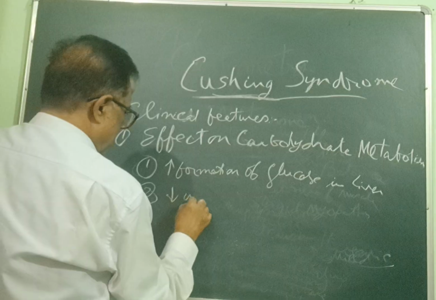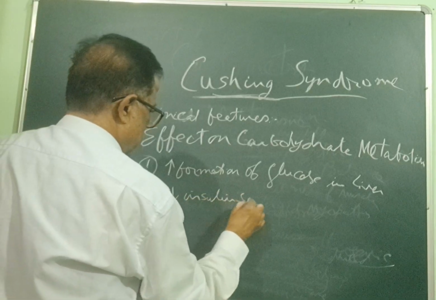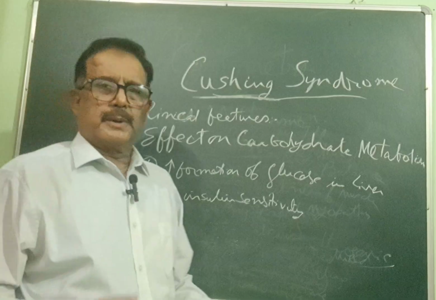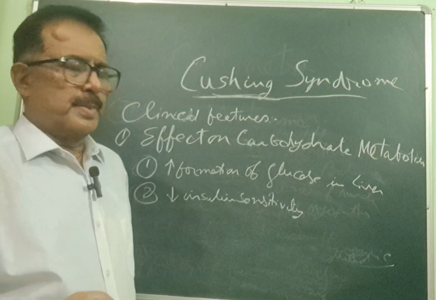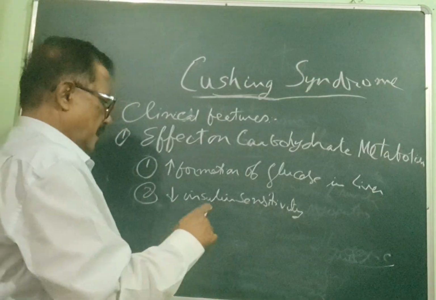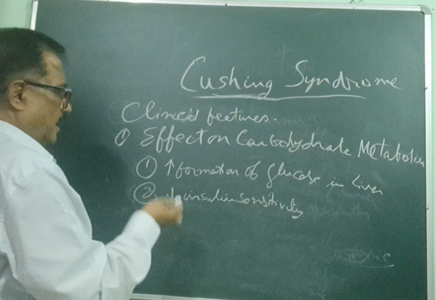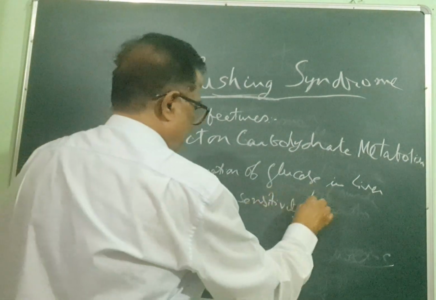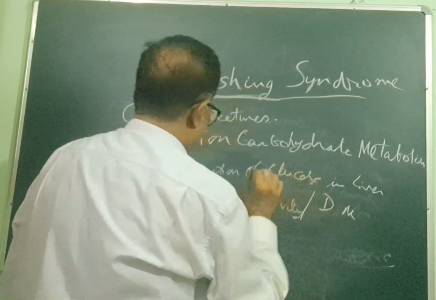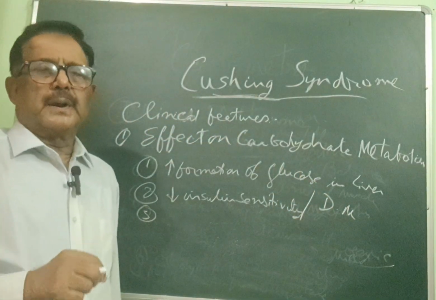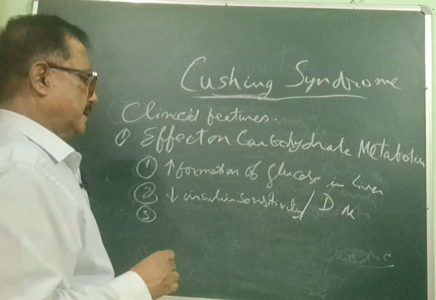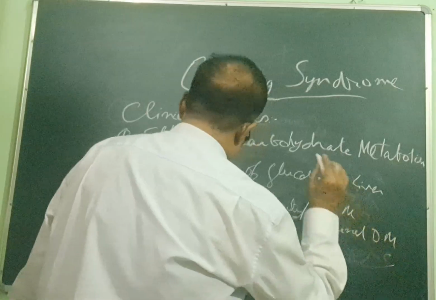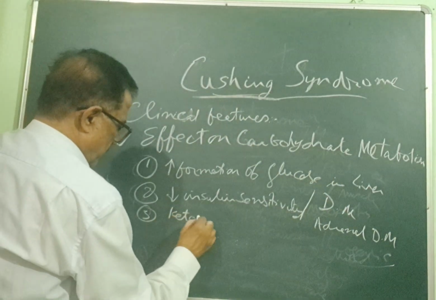Second is reduced insulin sensitivity. Decreased insulin sensitivity in peripheral tissue causes decreased utilization of glucose in the periphery. It helps in the increase of glucose level. These two factors, increased formation of glucose in the liver and reduced peripheral utilization of glucose, will cause diabetes mellitus. It is also called adrenal diabetes. Third is ketosis. Ketosis may occur.